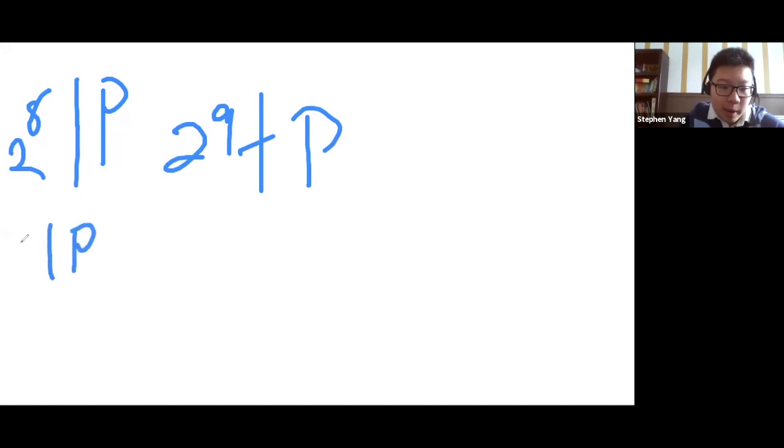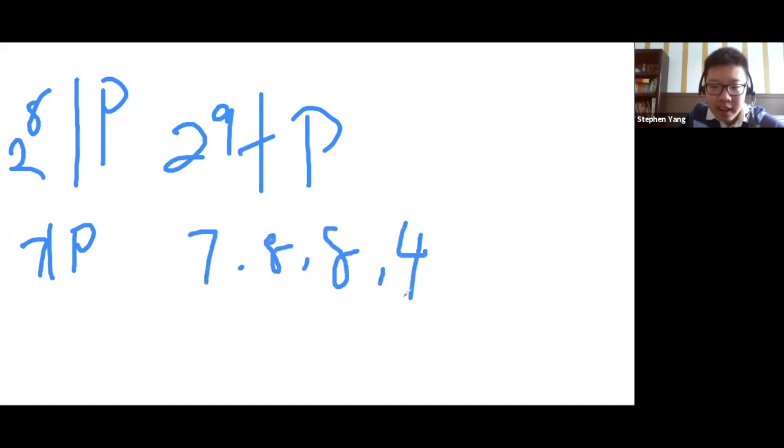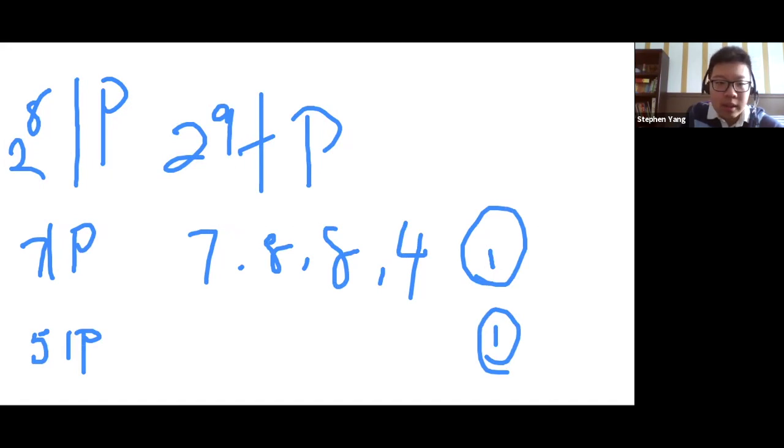Say p is divisible by 7. Then you must have 7, 8, 8, and 4. In fact, there are no other solutions for p. There is only one solution. And for 5 it is the same thing. You just change 7 to a 5, which means you'll also have one solution. And then next would be to count how many when p is not divisible by 7 nor 5.